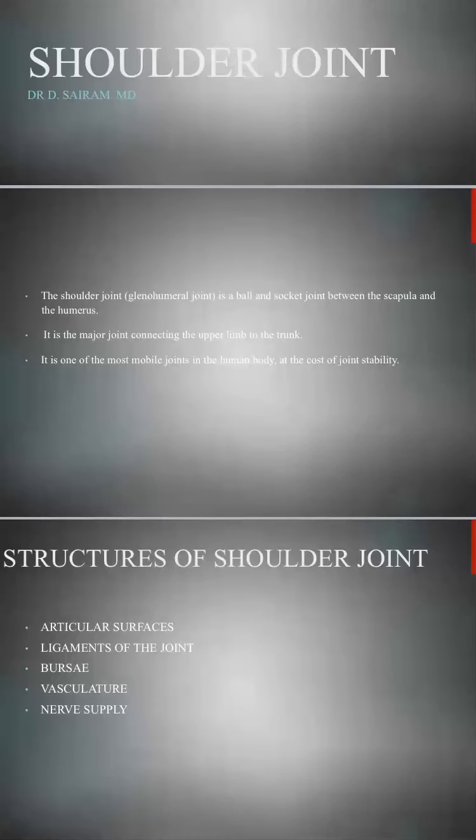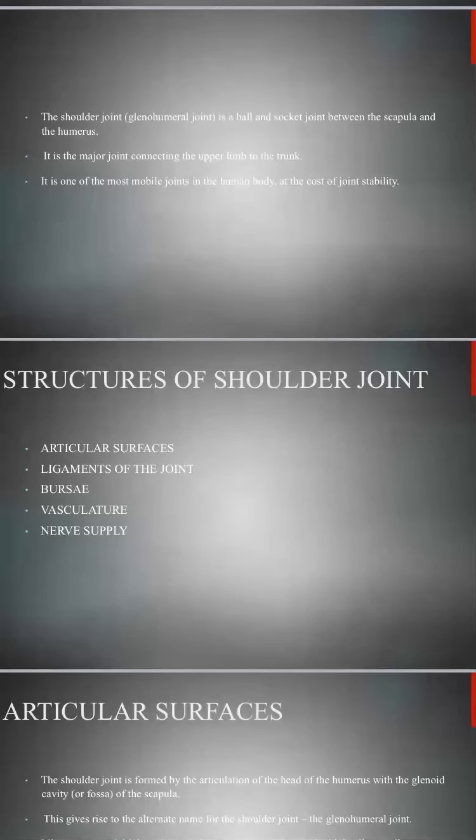So the shoulder joint is the most important thing. Structures of a shoulder joint. Each and every joint will have the following structures. There are articular surfaces, nothing but the bones that the joint forms. The bones which the joint forms are called articular surfaces.